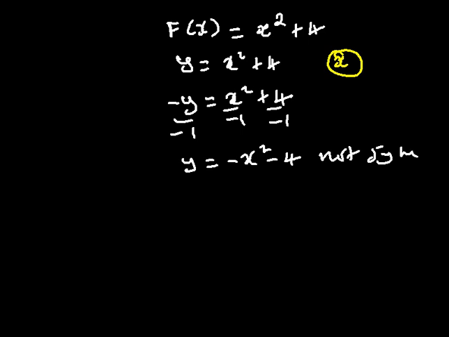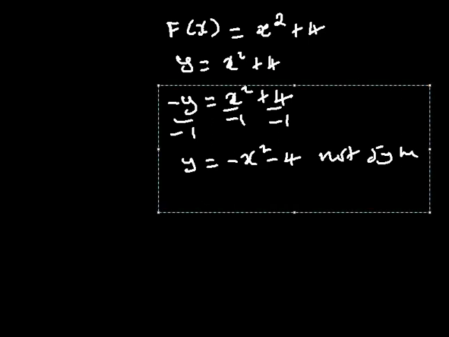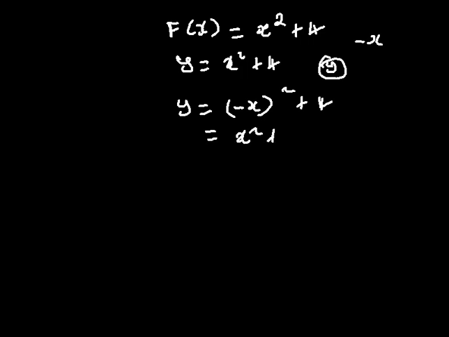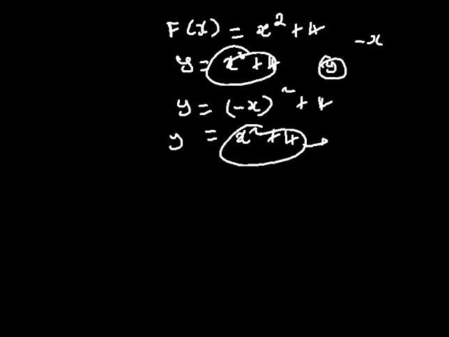Now how about symmetry about the y-axis? Symmetry about the y-axis is obtained upon substituting x with negative x. So we have y is equal to negative x to the power 2 plus 4, which is the same as x squared plus 4. As you can see, what we have obtained is the same as the original function. Really, the function is symmetric about the y-axis.